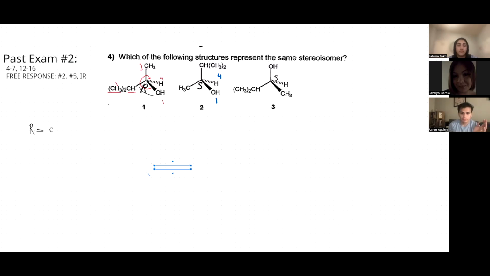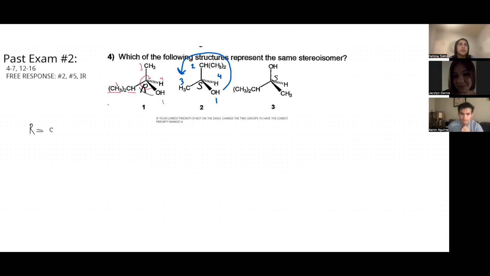If your lowest priority is not on the dash, that's when it can get tricky, or you might get it wrong. But on this one, thankfully, the hydrogen is always on the dash, so it's kind of easy here. Does that make sense? If your lowest priority is on the dash, change the 2 groups to have the lowest priority ranked 4. Uh-huh. Okay, there you go.